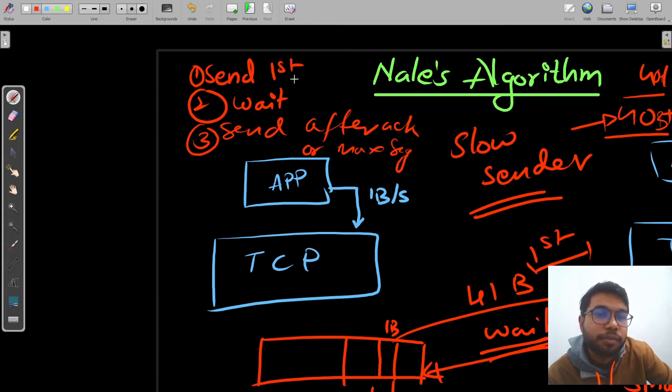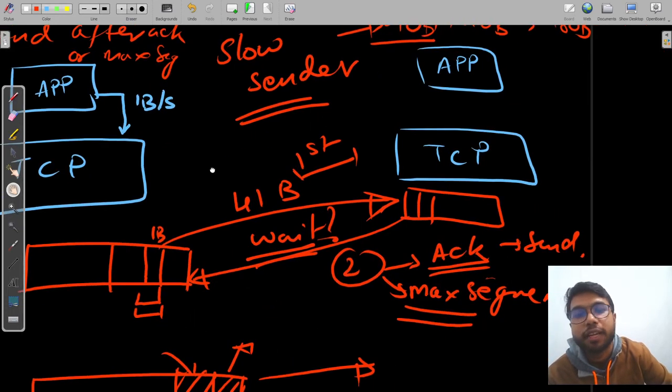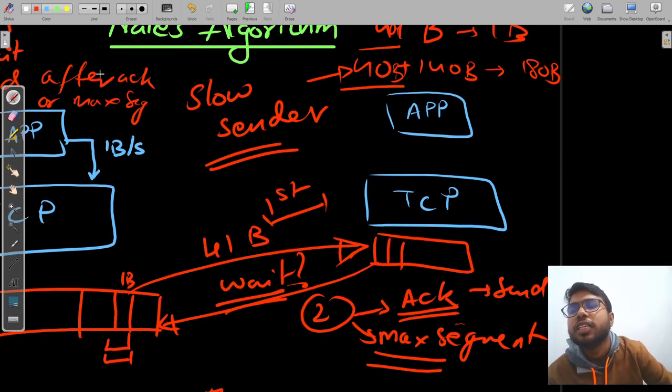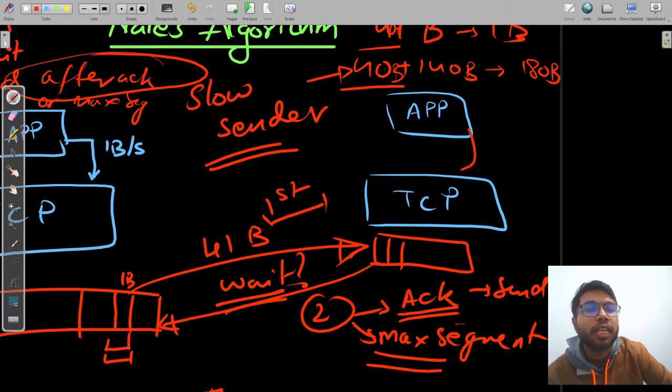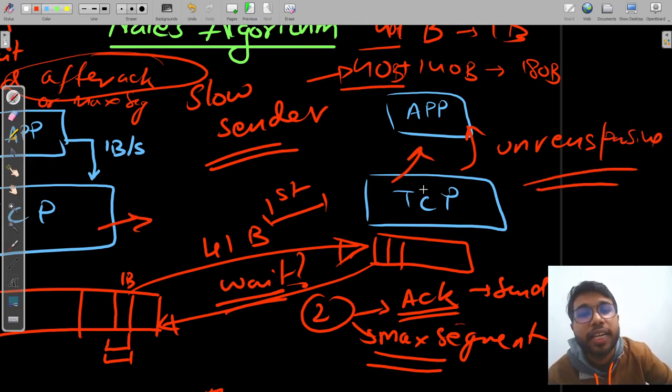So you have to wait to either get an acknowledgement or for your segment to be big enough. We know why max segment is a condition. Why is your acknowledgement a condition? The reason is we don't want to let this guy sit idle for too long. That would be way too unresponsive. If we have information, we could send it, this guy could receive it, but we are just waiting for an eternity for our max segment to be formed. That is too long of a wait.